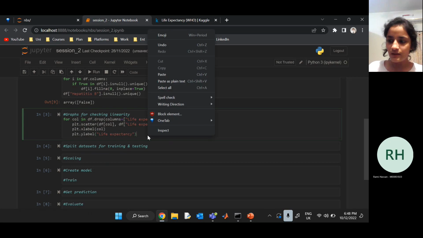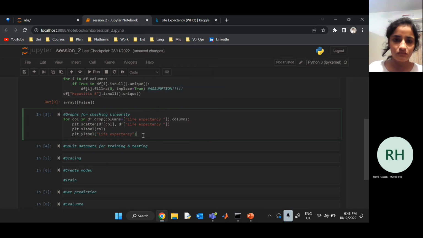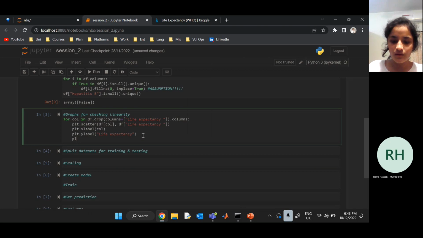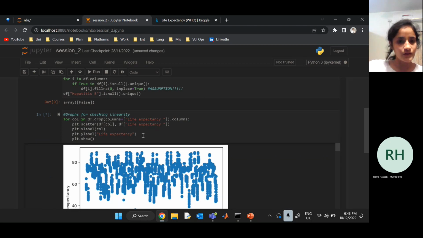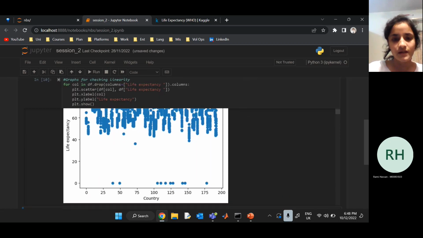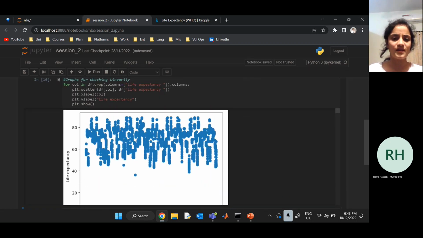Okay, and then finally we add plt.show. We should always add this in the end. So I'll run this, and I'm going to get a bunch of plots comparing each column's values to life expectancy. So first one is country. Obviously here you won't see a linear relation because we changed it into numbers and all.